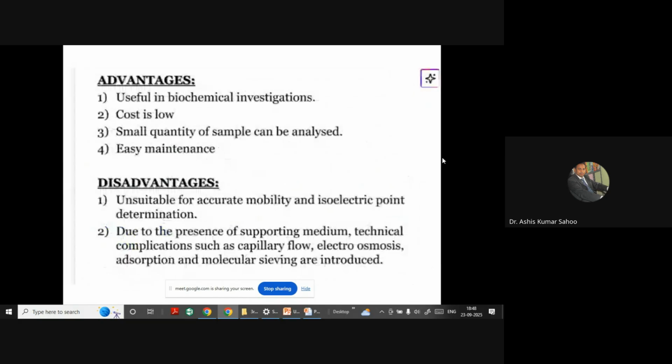So what are the advantages of zone electrophoresis? It is useful in biochemical investigation. Cost is low. A small quantity of sample can be analyzed. Maintenance is easy. What are the disadvantages? It is unsuitable for accurate mobility and isoelectric point determination. So these are the disadvantages.